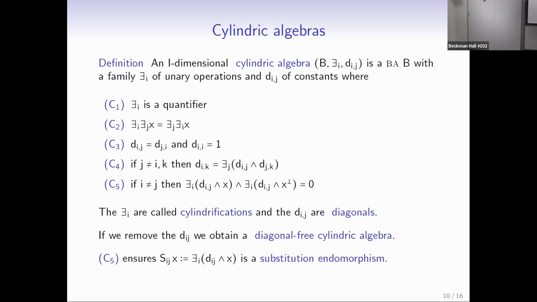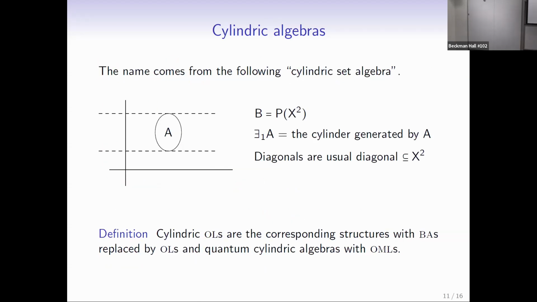Then we have this condition, C5, and this one plays a really interesting role. These quantifiers are often called cylindrifications, and these are called diagonals. If you remove the diagonals, you get what's called a diagonal-free cylindric algebra, surprisingly. This condition is a bit of an unusual looking condition. There are different ways to formulate it. It has the consequence of showing that this thing here winds up being a substitution endomorphism. Okay, fair enough.